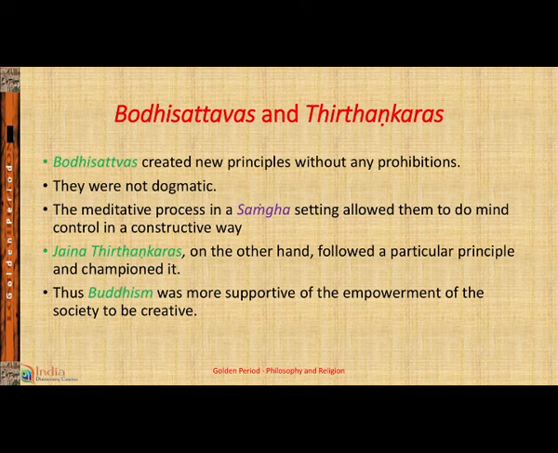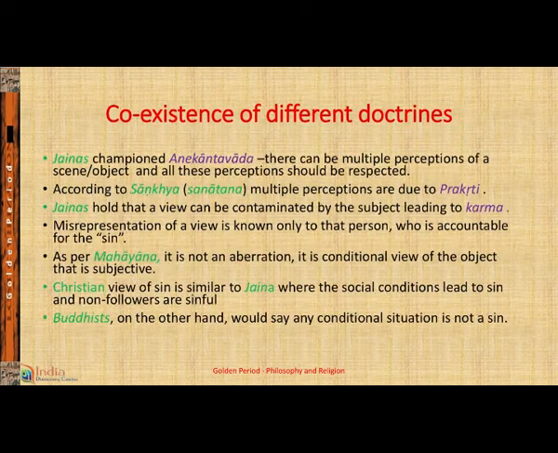And the meditative process in Sangha allowed the mind to be controlled in a constructive way, to concentrate on something or to attain nirvana. Whereas Jain Tirthankaras, on the other hand, followed a particular principle and championed it throughout the lineage. Buddhism, on the other hand, was more supportive of the empowerment of society to be creative. That was not there in the Jain system.